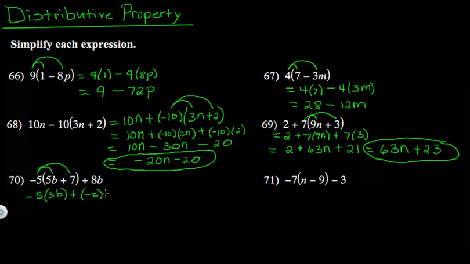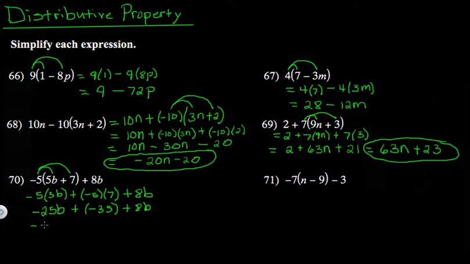negative 5 times 7 plus 8b. So this 8b is going along for the ride. Next, we simplify. Negative 5 times 5b is negative 25b plus negative 5 times 7 is negative 35 plus 8b, still going along for the ride. All right, then we can simplify a little bit further.